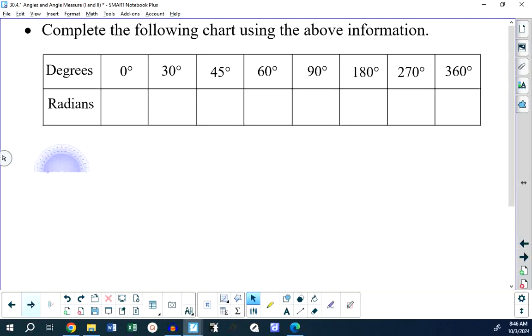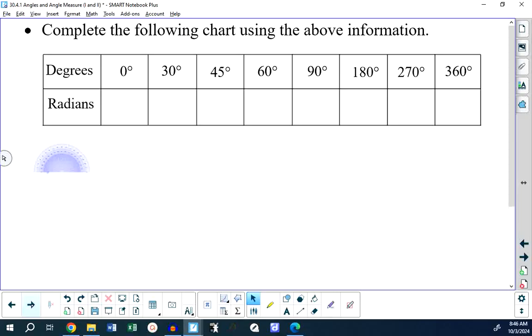So complete the following chart. All of these angles in this chart, well, I'll start with the 30, 45, and 60. 30, 45, and 60 are what you call in Math 20-1 special angles. And I don't know if you remember why they're special. They're special because they divide without remainder into 180.